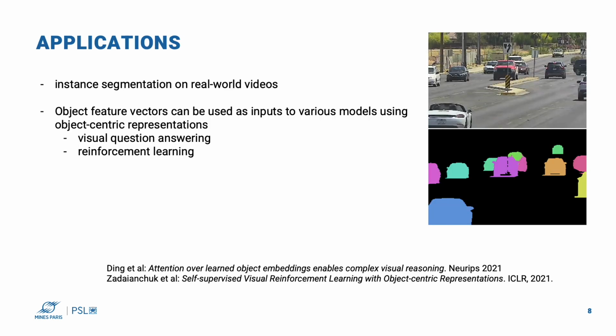The possible applications of the proposed model are the following. First, the model can be used to perform object instance segmentation on real-world video with complex backgrounds. Second, the object feature vectors produced by the model can be used as inputs to other models in order to perform more complex tasks, such as visual question answering or reinforcement learning. The code of the model is available on GitHub.